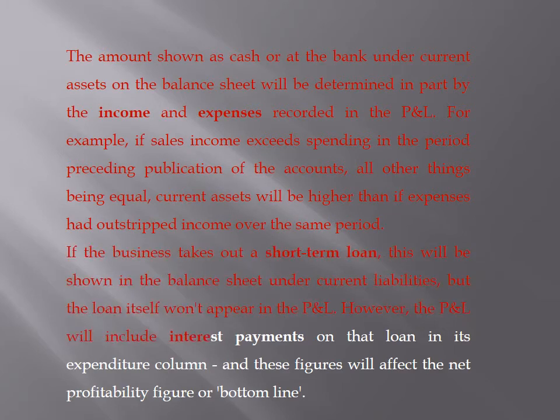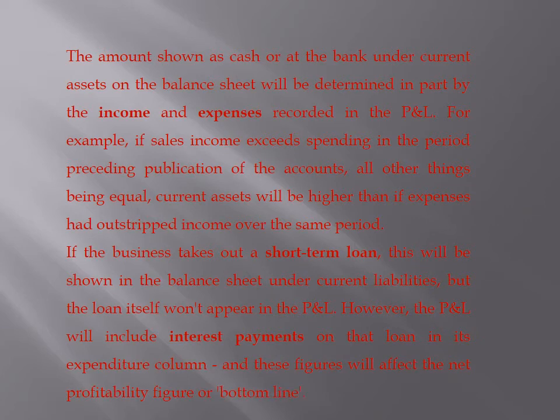The amount shown as cash or bank under current assets on the balance sheet will be determined in part by income and expenses recorded in the profit and loss. For example, if sales income exceeds spending in the period preceding publication of the accounts, all other things being equal, current assets will be higher than if expenses had outstripped income over the same period.